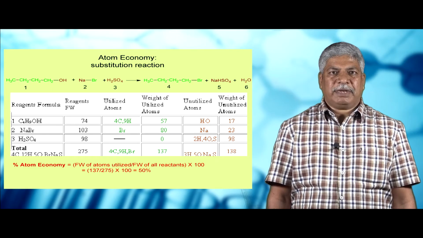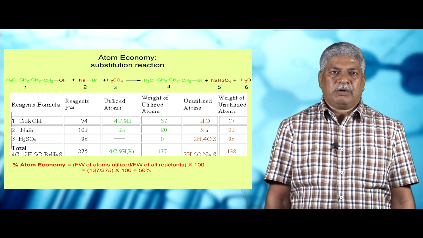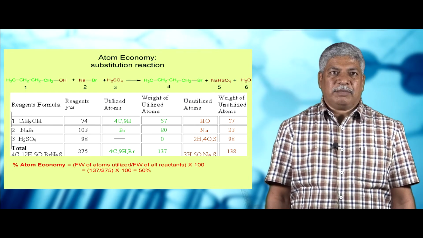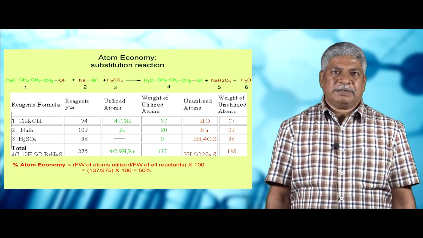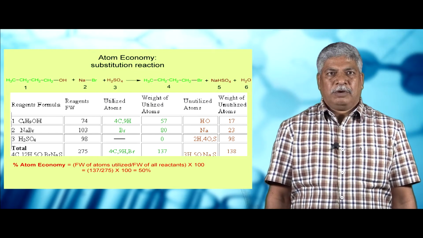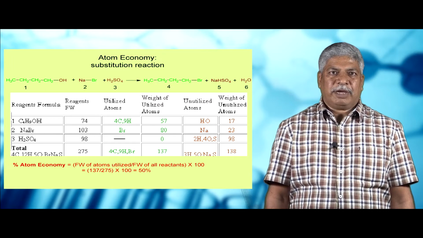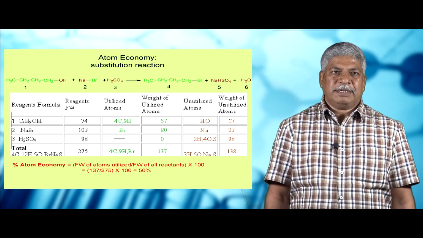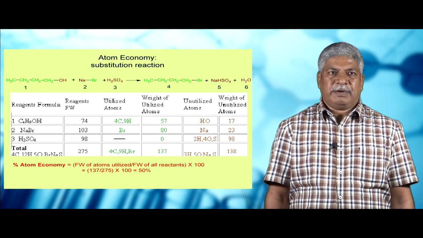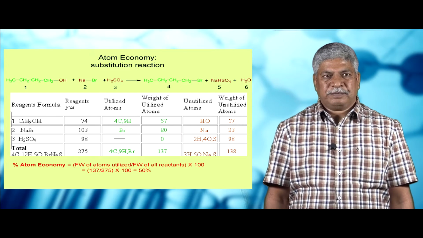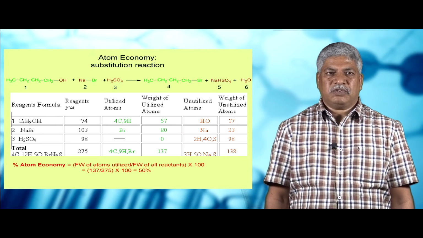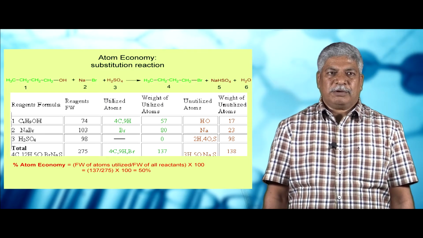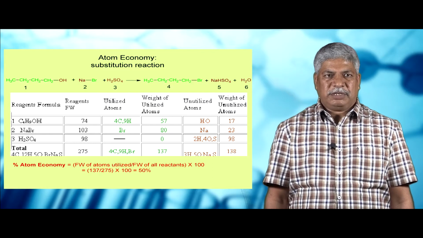Basically, it is a substitution reaction. The hydroxyl group present in the N-butanol has been substituted by bromine. That is why the product is N-butyl bromide. To calculate the atom economy, if you see the table, in the first column we have entered the reagents' formulas: C4H9OH, sodium bromide, sulfuric acid. These are all the reactants used in this reaction.